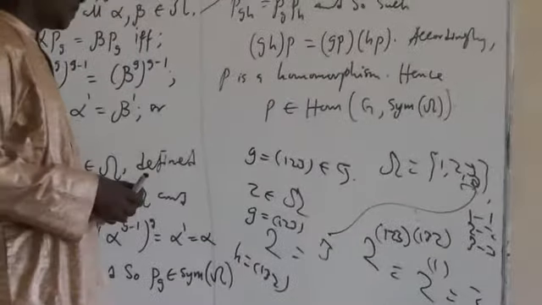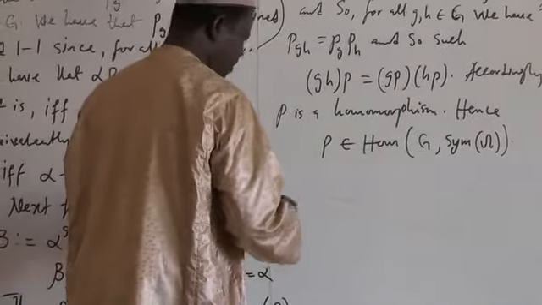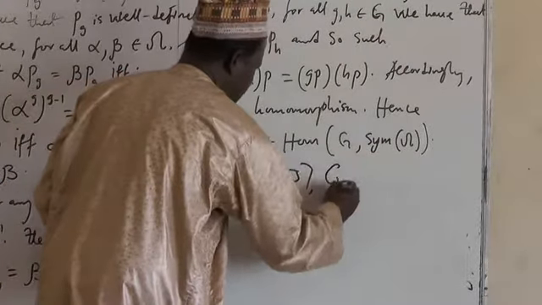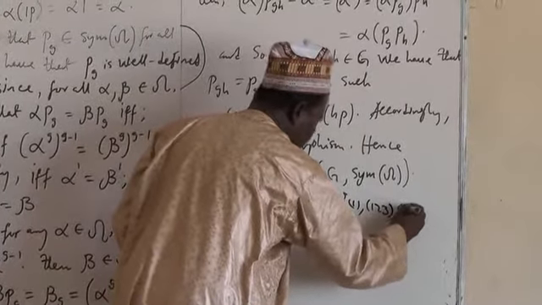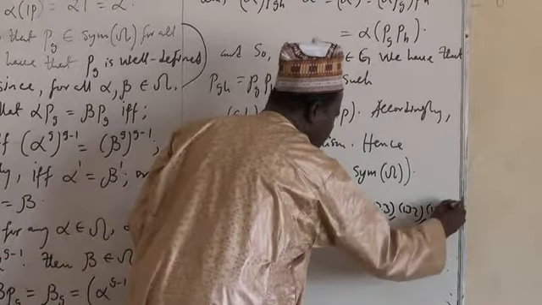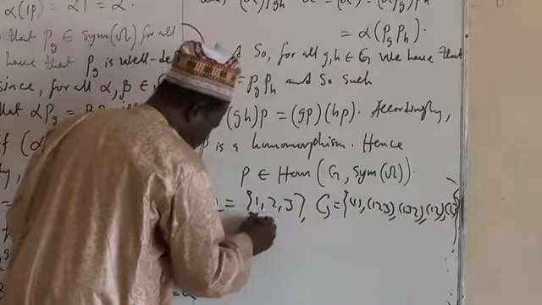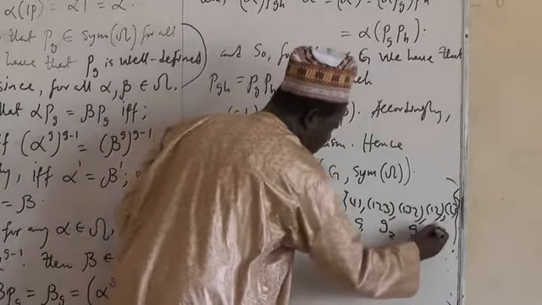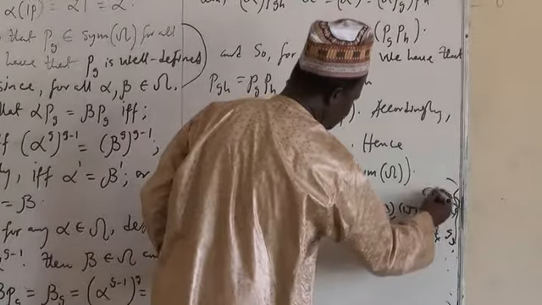Let me show you. This is my bigger G. 1, 2, 3. My G is the normal subgroup, 1, 2, 3, 1, 3, 2. Now let me take alpha. This is alpha 1, alpha 2, alpha 3. This is G1, G2, G3, G4, G5, G6.